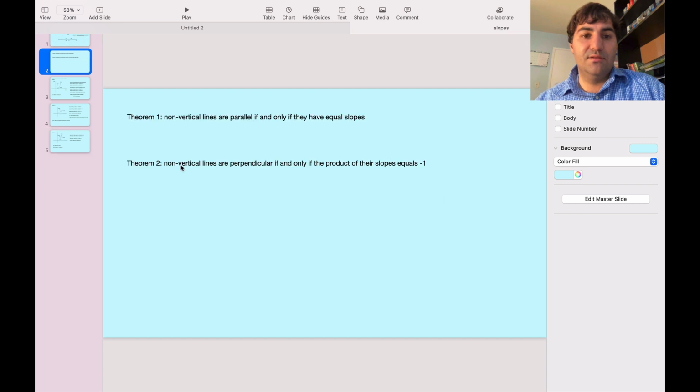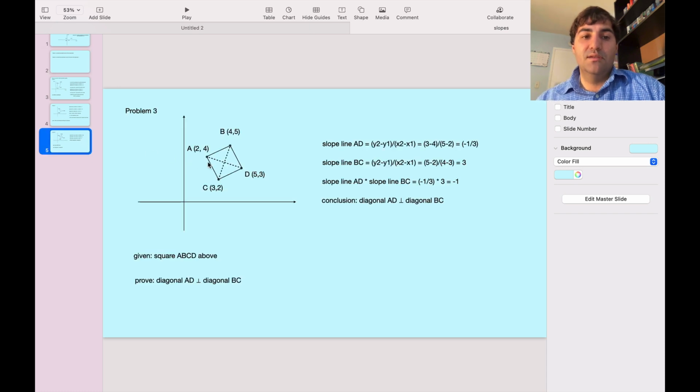So let's go back to theorem 2. Non-vertical lines are perpendicular if and only if the product of their slopes equals minus 1. So let's determine the slope of line AD. So we use our formula here. So 3 minus 4 divided by 5 minus 2, and that's equal to minus 1/3. And the slope of line BC, we use the same formula of 5 minus 2 divided by 4 minus 3. And then when we simplify, we get 3.